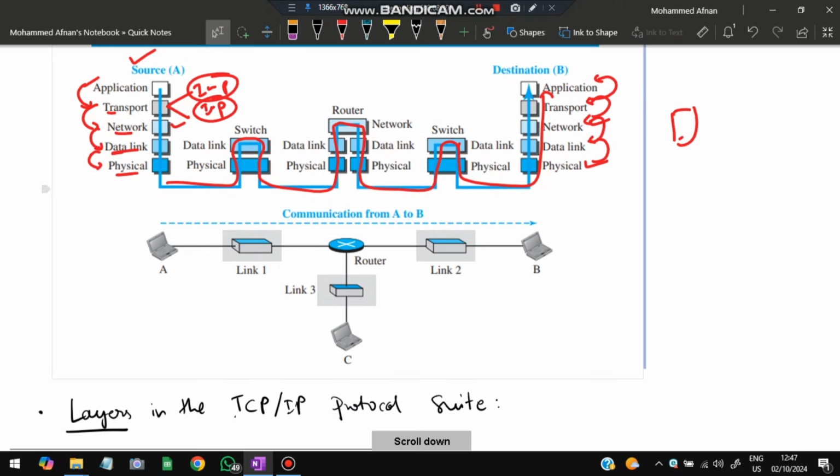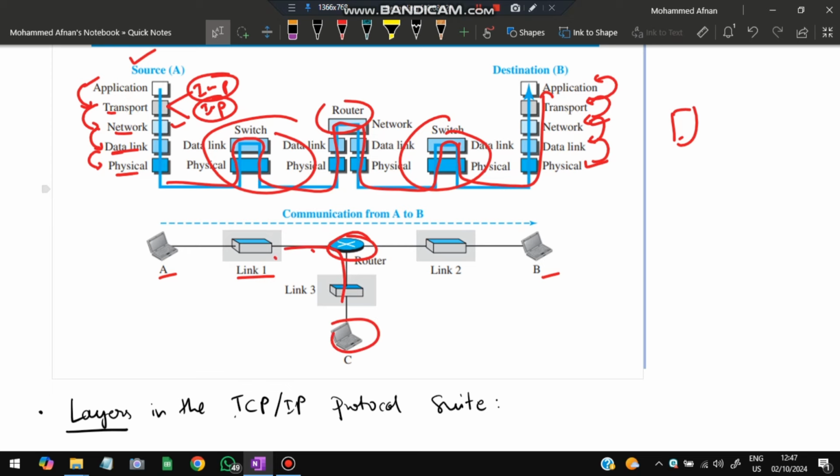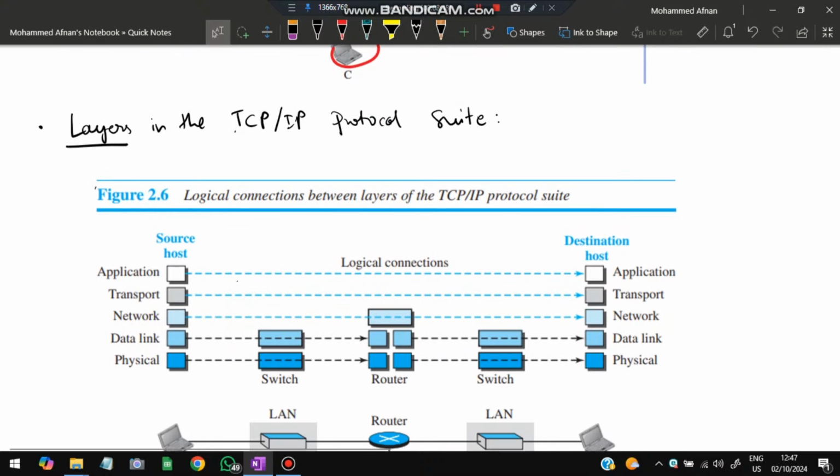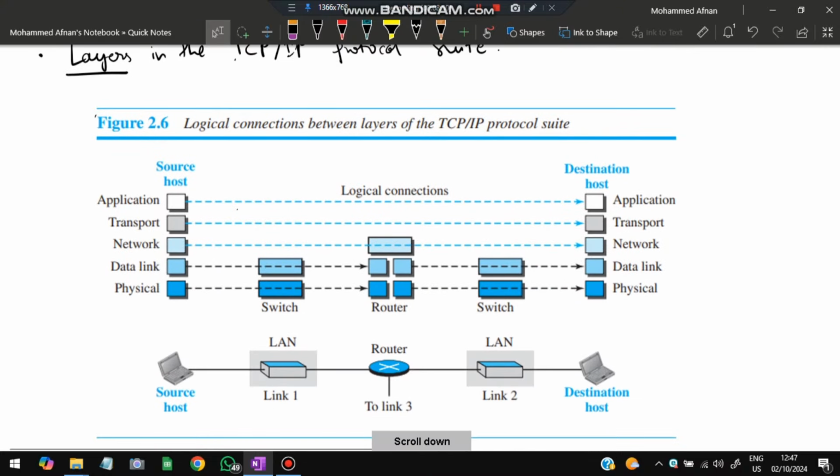Okay, and this is the simplified diagram from A to B. If you want to transfer, there is a link in between and there is a router. So this is the router in between. The link consists of this. These are the links, and whichever destination it wants to go to, it will go via the particular link. Next we have the layers in the TCP/IP protocol suite we just discussed: application layer, transport layer, network layer, data link layer, and physical layer. Just a different kind of representation.